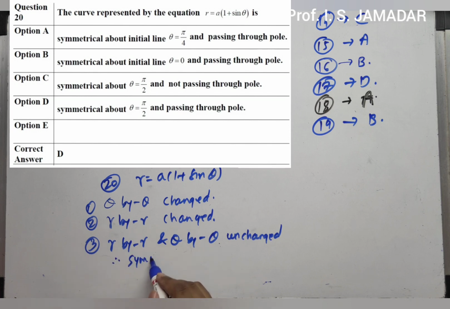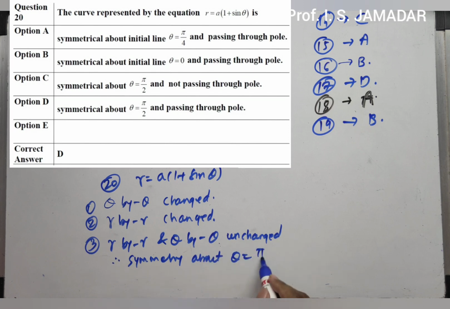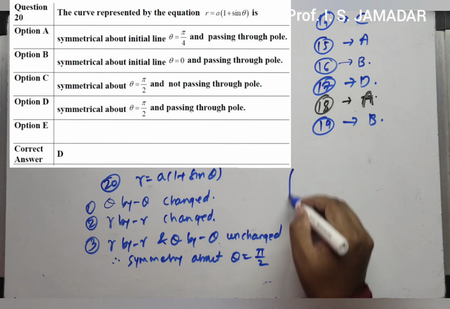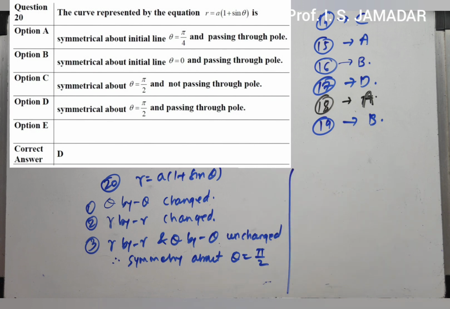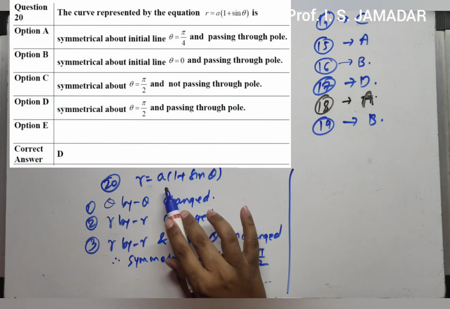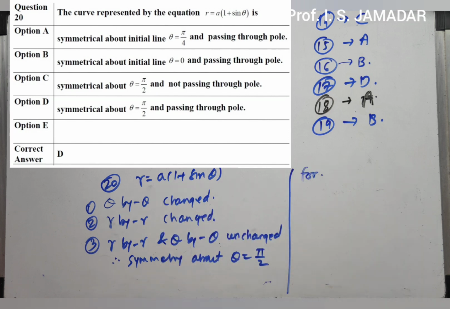Therefore, symmetry about the vertical axis, that is theta equal to pi by 2. So two options we have for theta equal to pi by 2 symmetry, option C and option D. We just have to check the pole. Can we find any value of theta for which r will become 0? For that, sine of theta must be equal to minus 1.